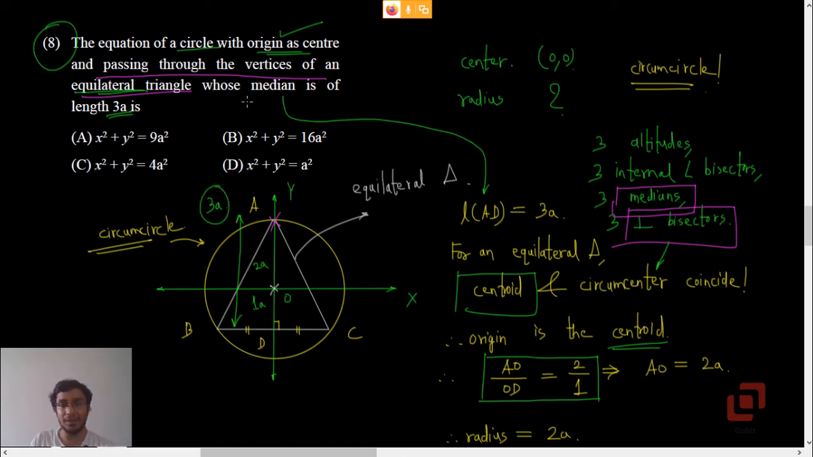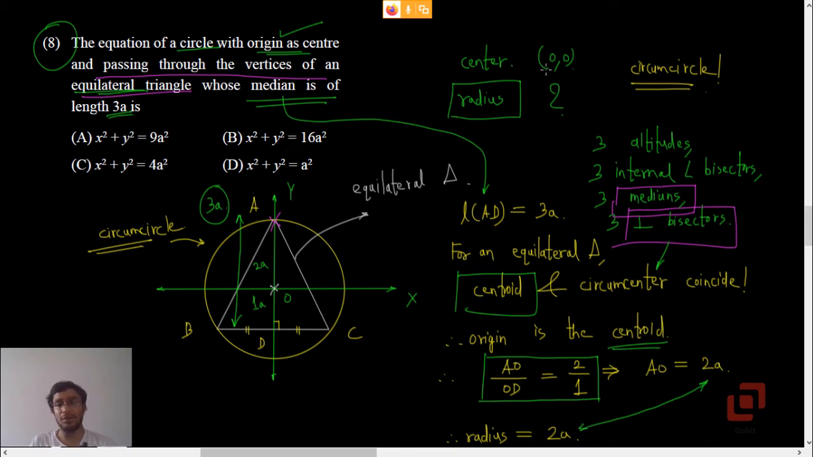It is given in the problem that the median is of length 3a. So we must have AO equal to 2a and OD equal to 1a. But we are now not interested in OD. We are more interested in OA because OA is the radius of the circle that we are looking for. So if the radius of the circle is 2a, can we find its equation?